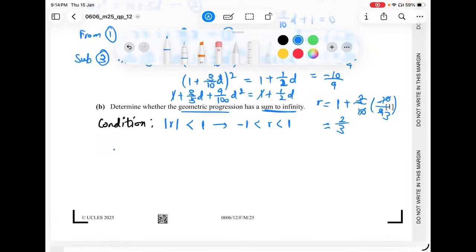So since r is equal to 2 by 3, and 2 by 3 is less than 1, or the absolute value of 2 by 3 is less than 1.